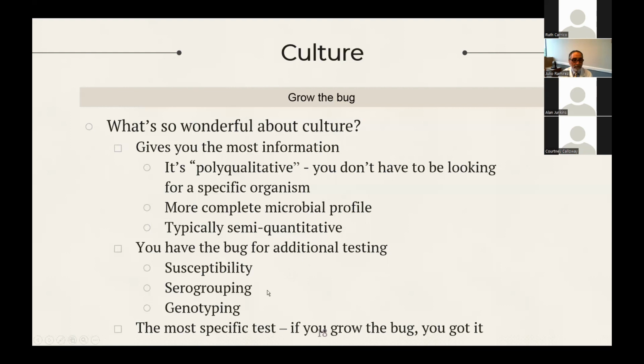You can also do serogrouping. You can also do genotyping. So if you want to characterize that organism, you're going to have to culture it first. And it is the most specific test. We've always considered it the gold standard. If you grow the organism, then you've got the organism. Not totally true there, because the lab sometimes might make a mistake, but it is the most specific.